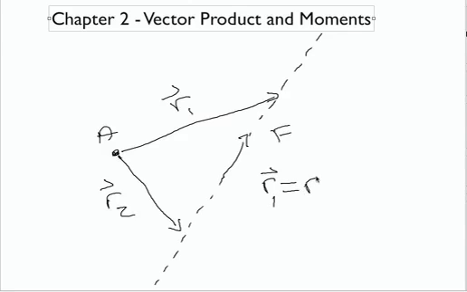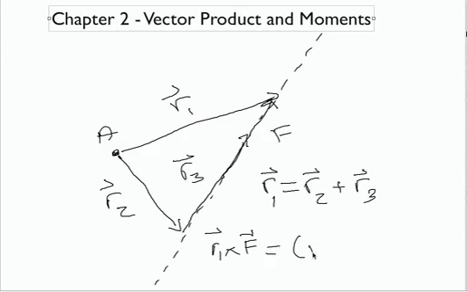Okay, R1 we can write as R2 plus a vector R3, right? That makes sense. So there's nothing special there, right? We just took two vectors, we broke this into R1 and R2. We can then think, right, R1 cross F must be equal to R2 plus R3 cross F. And then we can distribute the cross product through this addition.